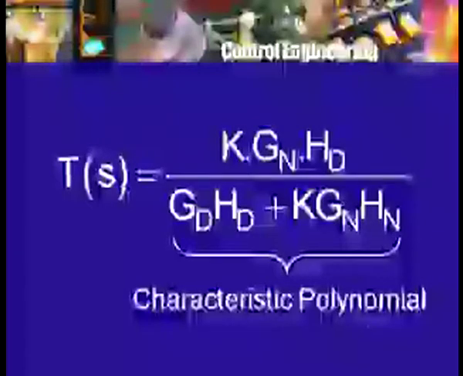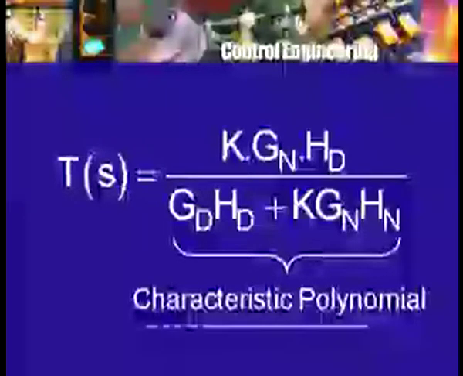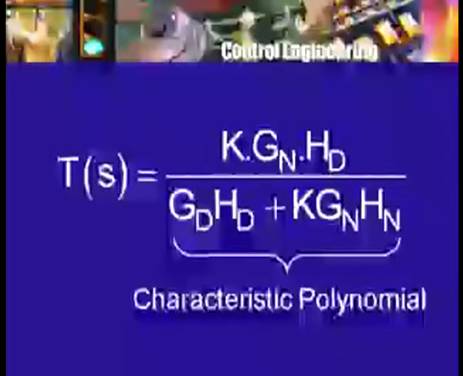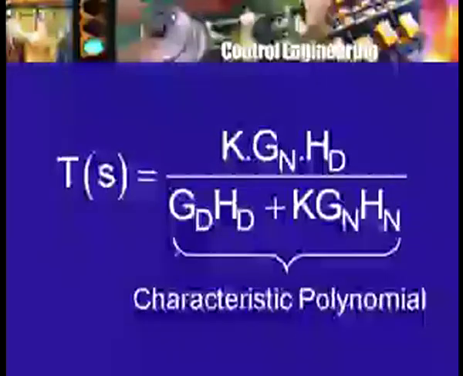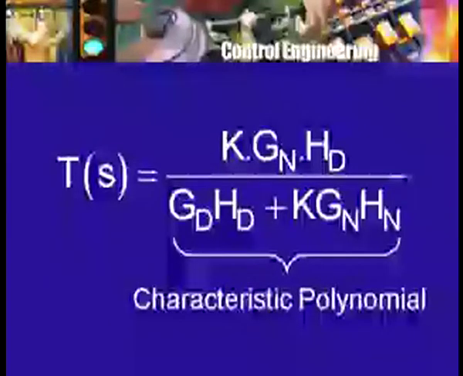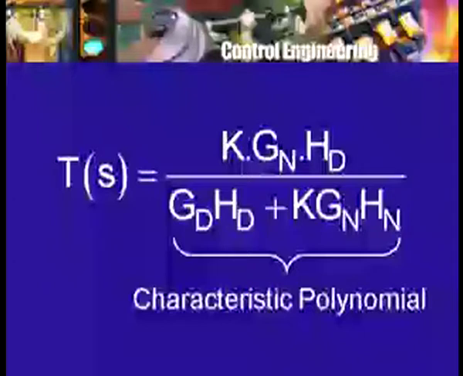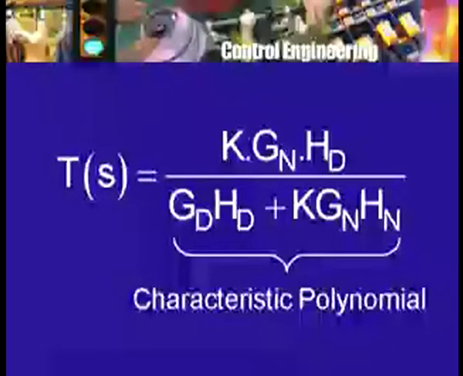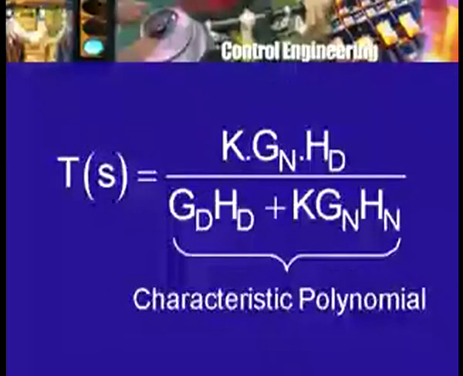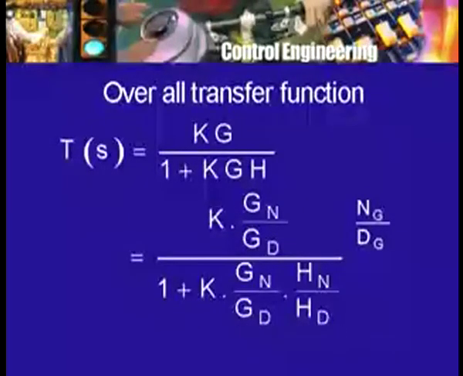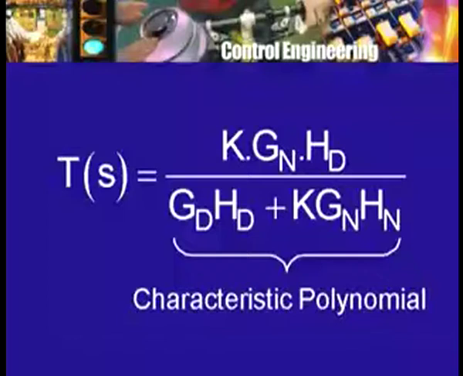This was called the characteristic polynomial of the closed loop system. You remember we encountered this when we looked at the root locus method also. In fact, the root locus method enables you to study the location of the roots of the characteristic polynomial as K varies. In the numerator, what do I have? I have K, Gn remains there, multiplied by Gd Hd, because I am multiplying numerator and denominator by Gd Hd. So the overall transfer function T of S is a rational function of S, or of a complex variable.